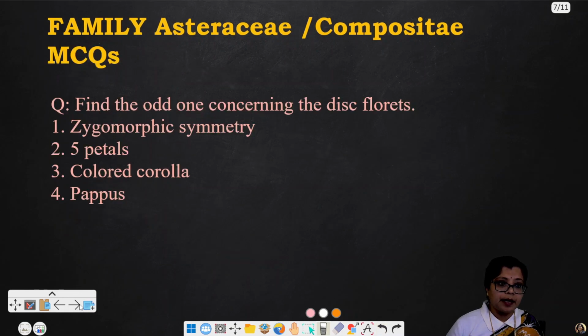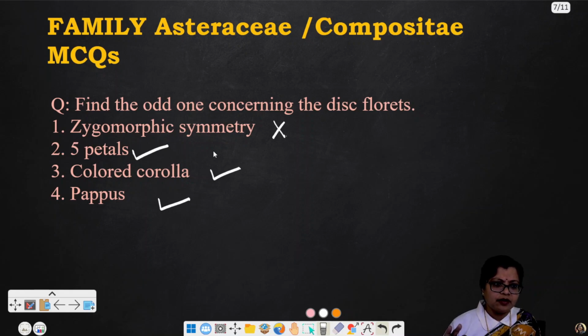Now coming to some MCQs. Let's see how much you have learned, how much you have understood. The first question, find the odd one concerning the disc florets. Disc florets zygomorphic? No, it is not zygomorphic. 5 petals, yes. Corolla colored, tubular, but colored corolla, correct. Pappus, yes, of course. So the odd one is zygomorphic symmetry. So the correct answer is the 1.